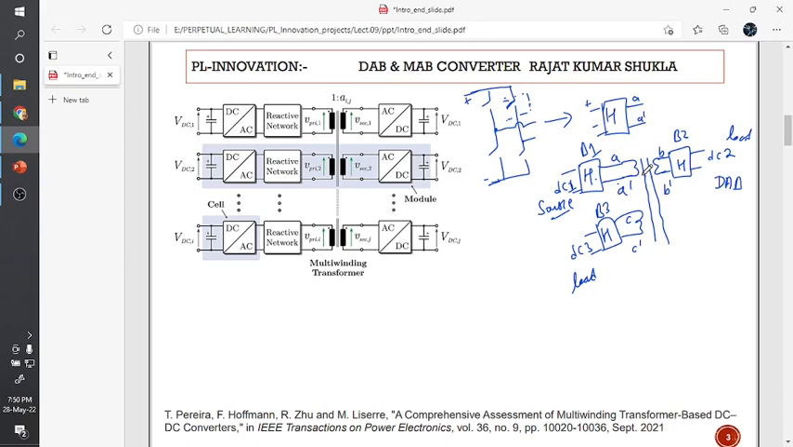What is the difference between the dual active bridge converter and the multi-active bridge converter? You can see here exactly. In the dual active bridge converter there are two H bridges, but in the multi-active bridge converter there are more than two H bridges connected with the same transformer core.